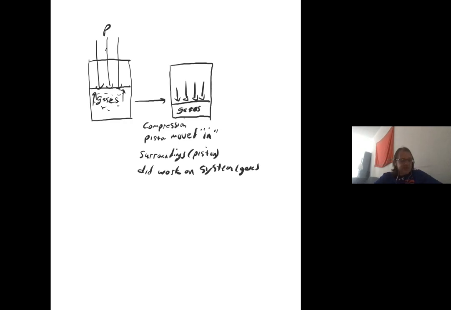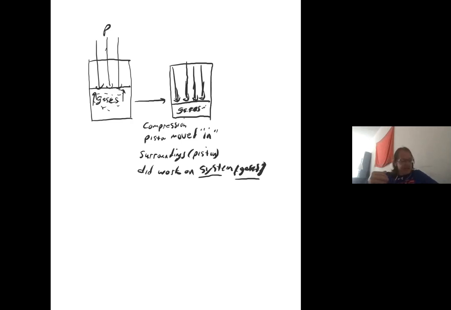Okay, so what's difficult about this problem, it's actually conceptually, it's not difficult. The problem is they're using so many different words to mean the same thing. So the system is the gases. Okay, so that's in here. The surroundings, which is the piston, is doing work on the gases.